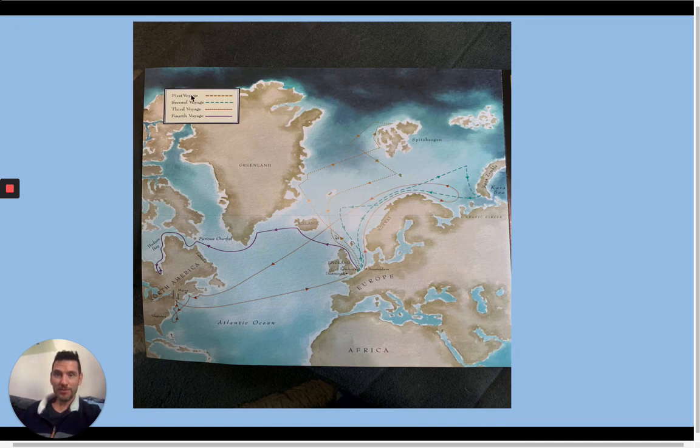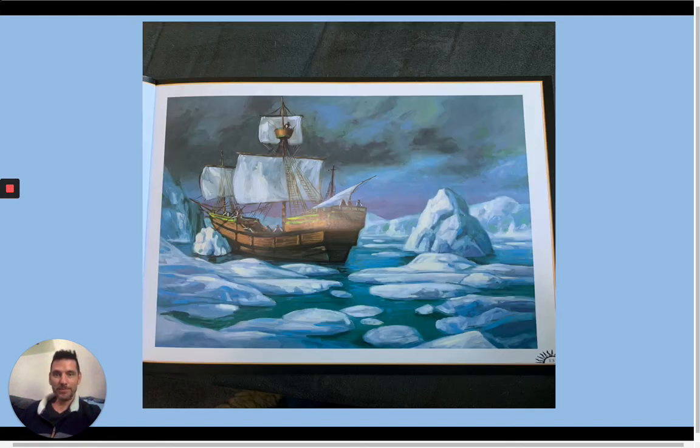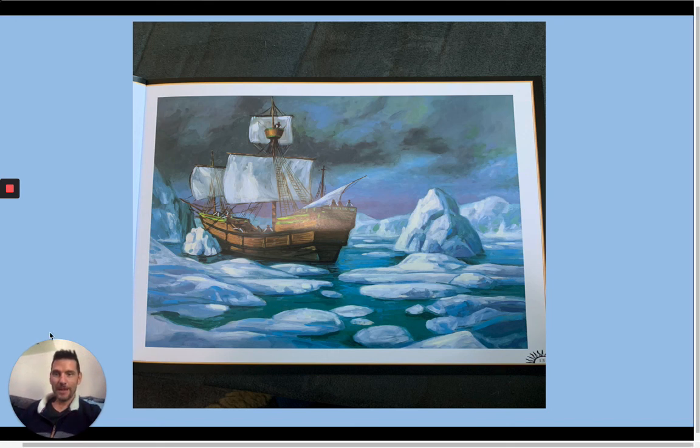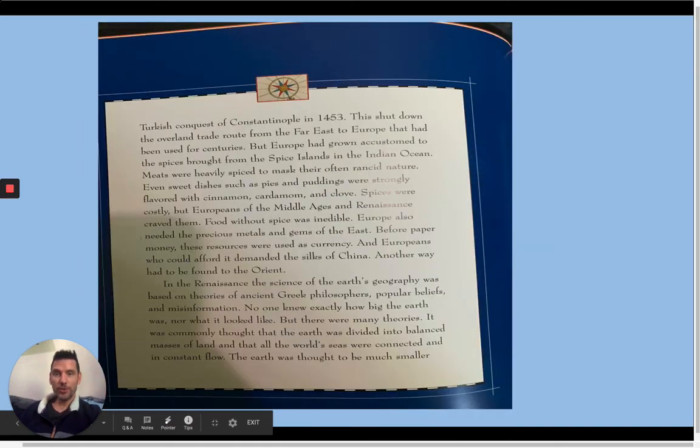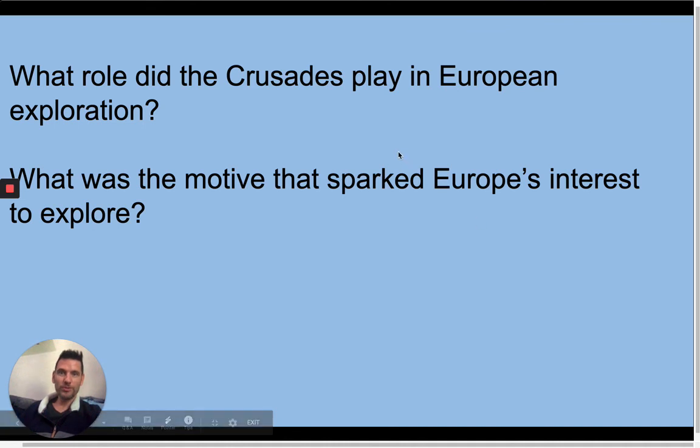This right here is the map of the first voyage, second, third, and fourth. You can see that it's marked with the dashed red lines, the blue, orange, and purple. Take a look at the first voyage. Trace the route. Pause the video if you need to. The next reading is going to be about the first voyage. Let's go back to the questions. So what role did the Crusades play in European exploration? What was the motive that sparked Europe's interest to explore?